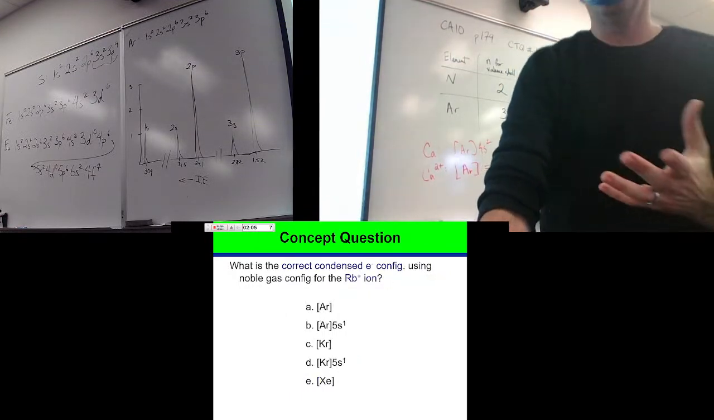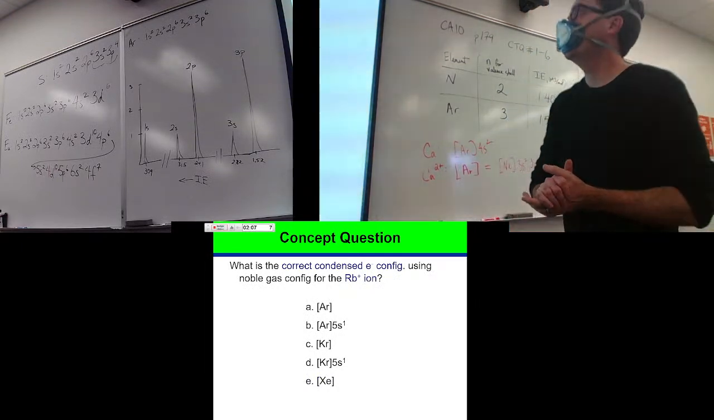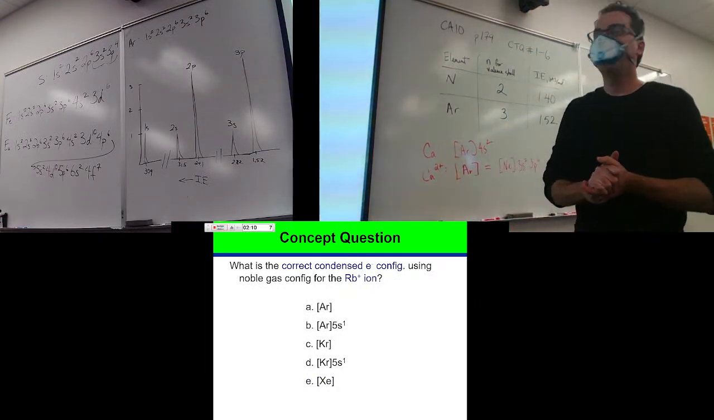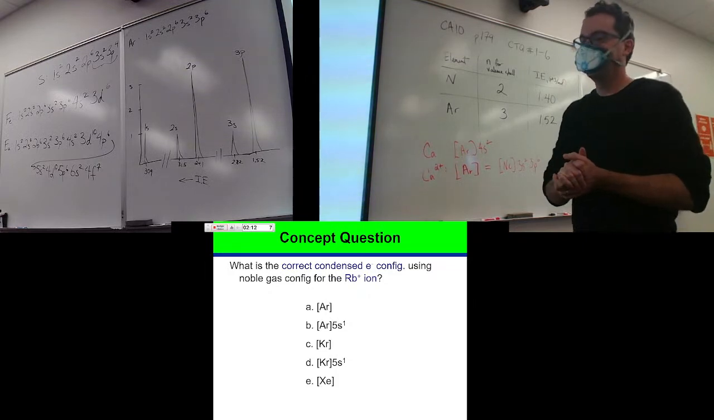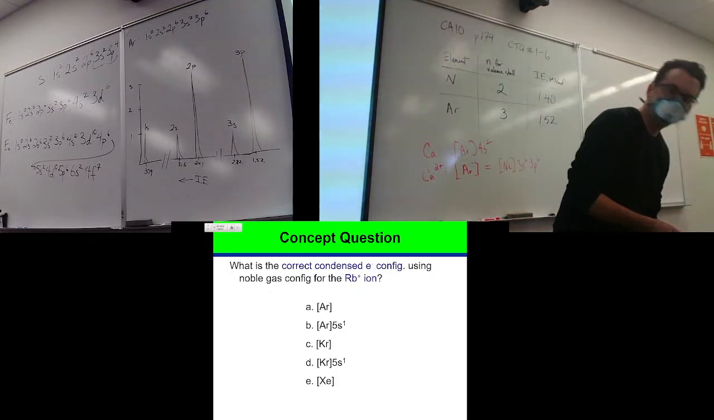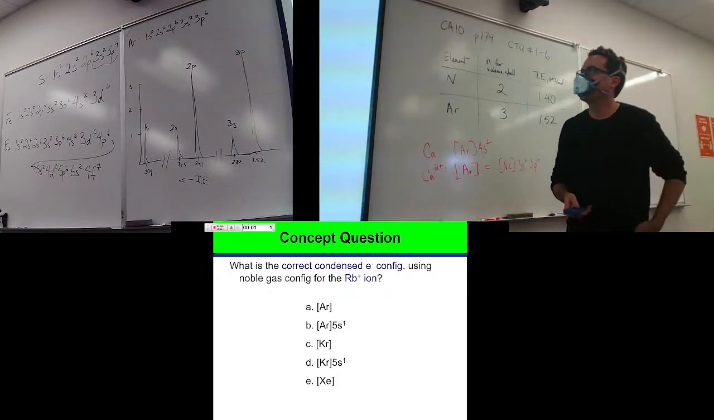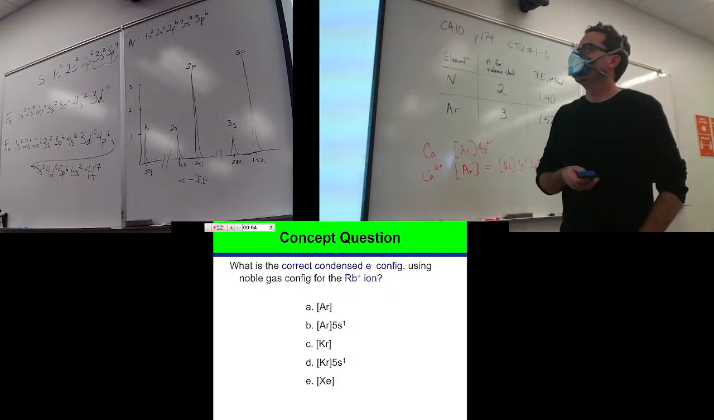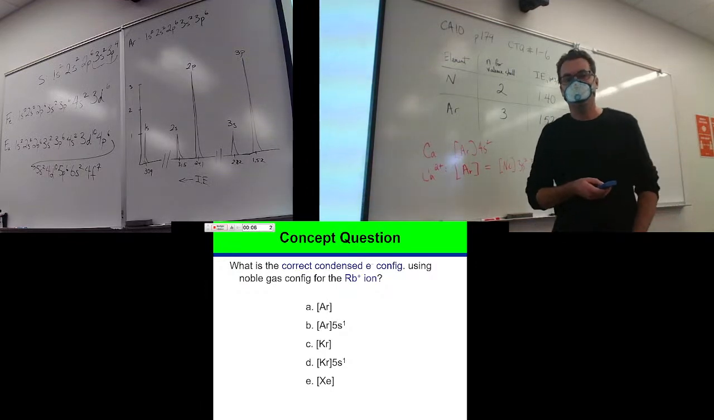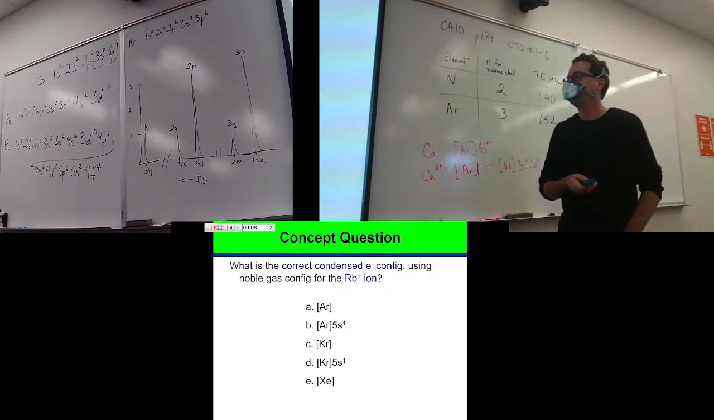So here's one we'll do really quickly. What's the condensed electron configuration for the rubidium plus ion? Actually, might as well put the thing on here. You can answer it real quick. I think we'll be done close to this. So rubidium plus ion. What's the correct configuration?